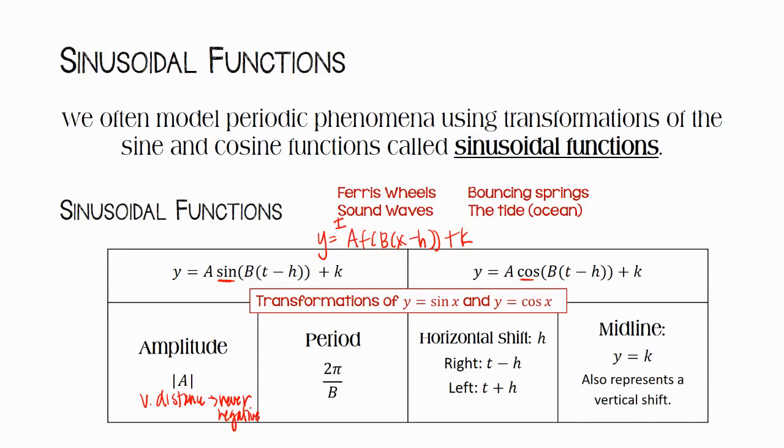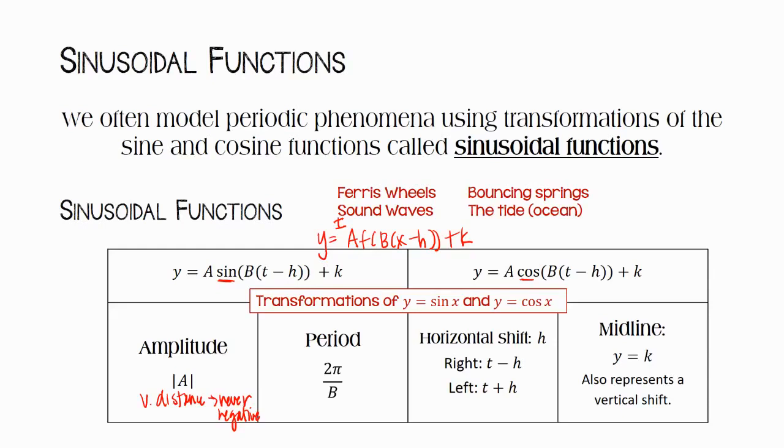So our period gets affected by a horizontal stretch or compression. And we talked about this the other day. So our period becomes 2 pi divided by b, because on the inside everything happens opposite of what you think it's going to happen. So if b is larger than 1, it is a horizontal compression by a factor of 1 over b. And if b is less than 1, it's a horizontal stretch by a factor of 1 over b. When b is less than 1, when you divide 1 by a number less than 1, it becomes larger than 1. H will tell us our horizontal shift.